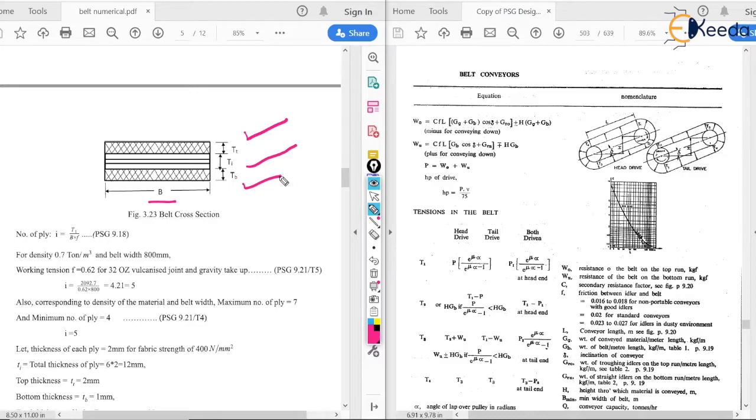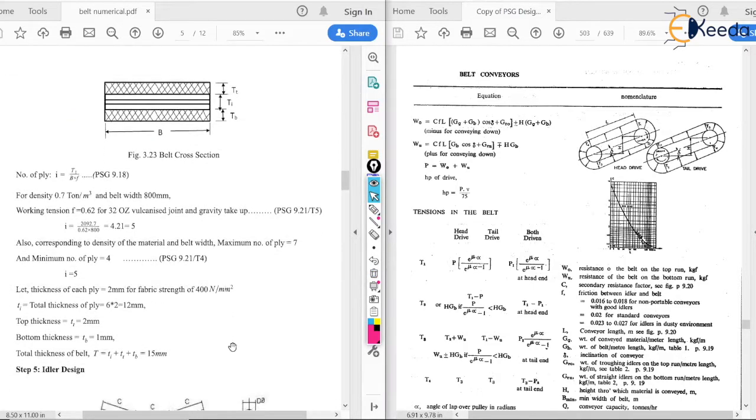TI stands for the total thickness of a ply, TT stands for the top thickness, and the bottom thickness is TB. So TT stands for top, TB stands for bottom, and in between it is the ply. So this is the thing.